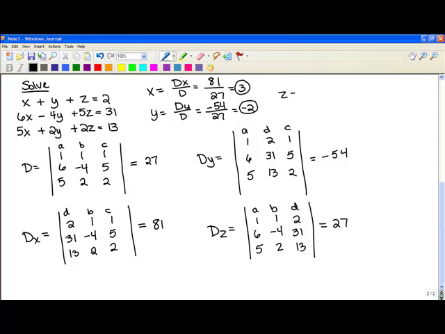And then finally we'll calculate z, that is D sub z divided by D. D sub z is 27. D was 27. So z equals 1. So the answer is written as x, y, z: 3, -2, and 1.